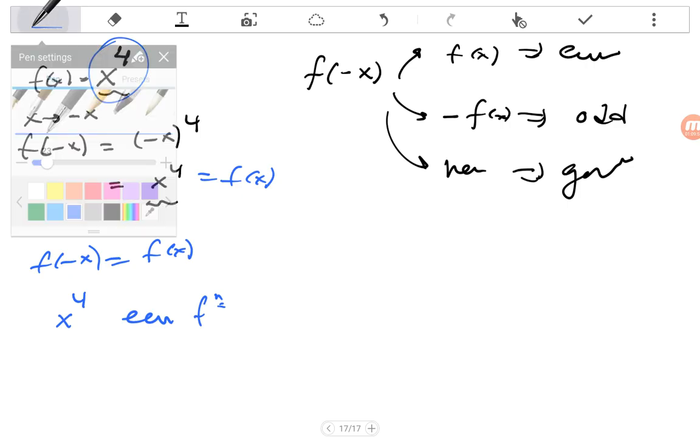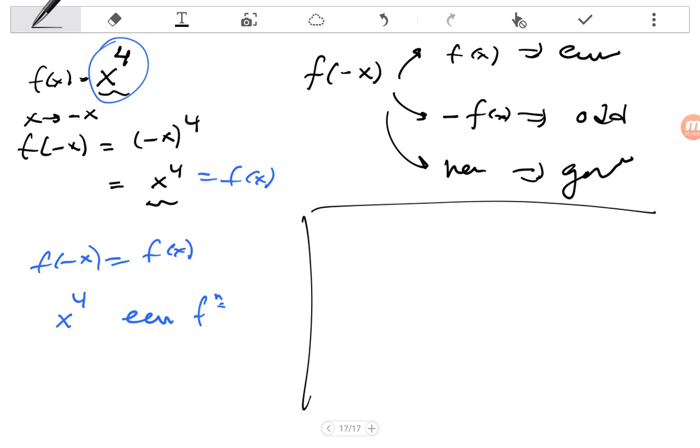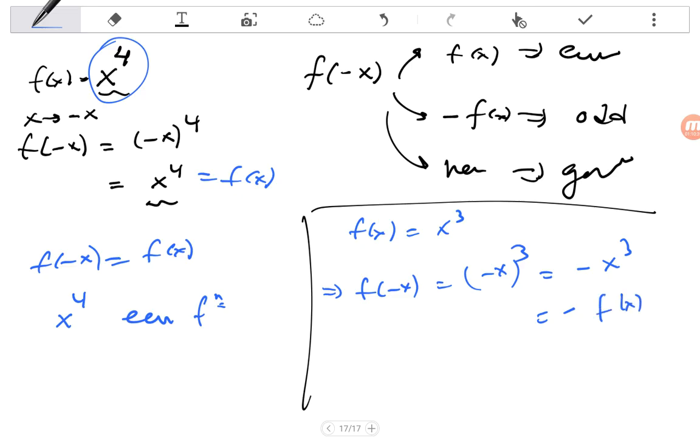Okay? What about x power 3? f of x is equal to x power 3. If I check this function, the standard method is to find f of minus x, which is minus x all power 3. Now we learned that this will be negative x power 3, and that is exactly minus f of x itself. So in that case, we deduce that this function is an odd function.